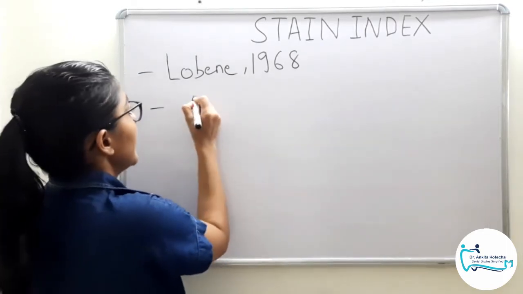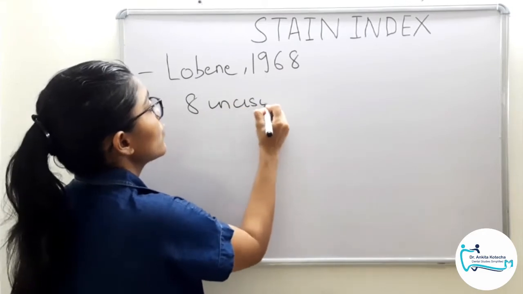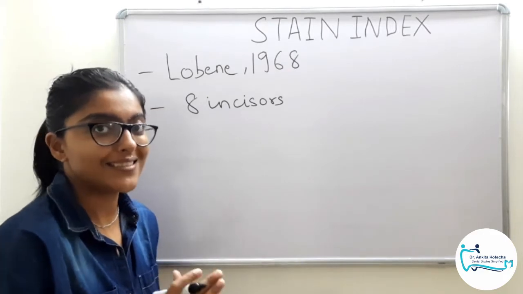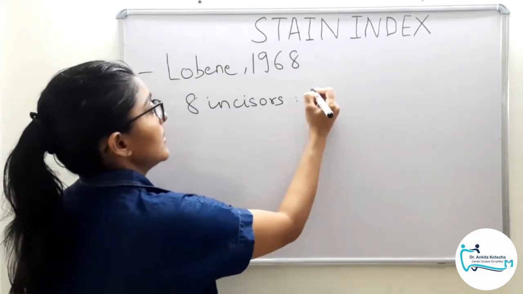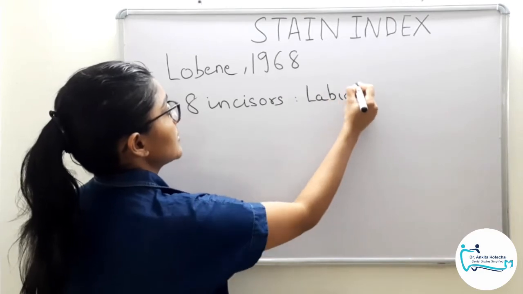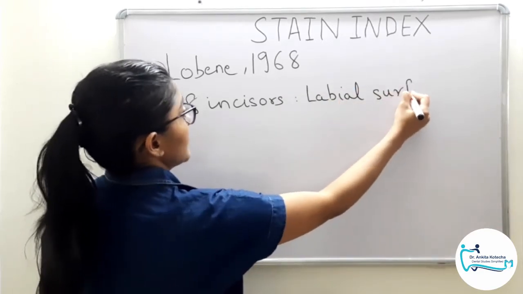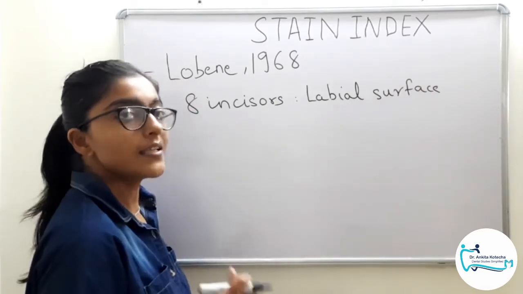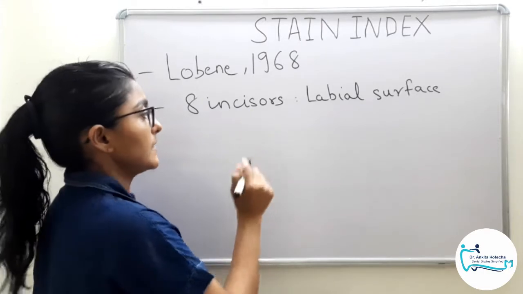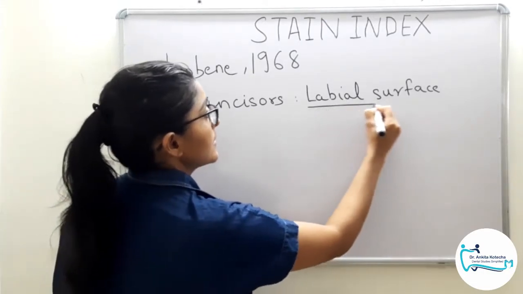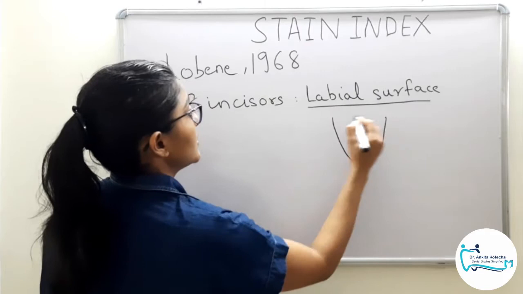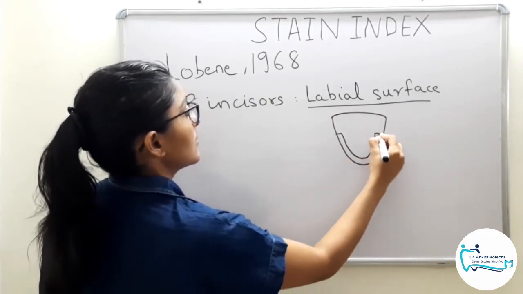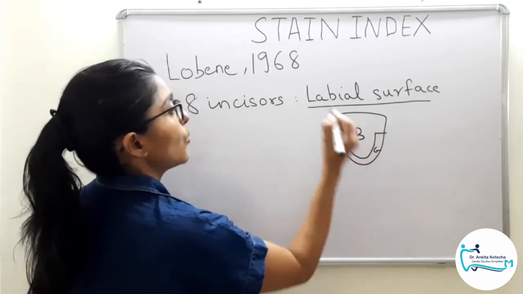In this index, 8 incisors, that is 4 incisors each in the maxillary arch and mandibular arch, are considered. Under these 8 incisors, the labial surface of each incisor is considered, so a total of 8 surfaces. These are the index teeth and the considered surfaces. Now these surfaces are divided into two regions: gingival region and body region.